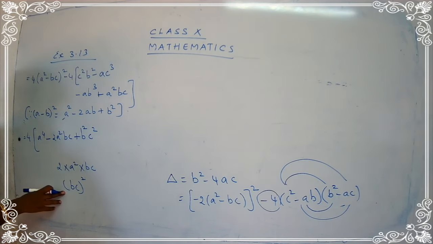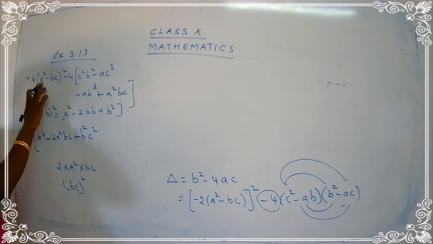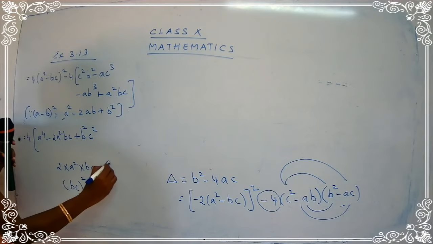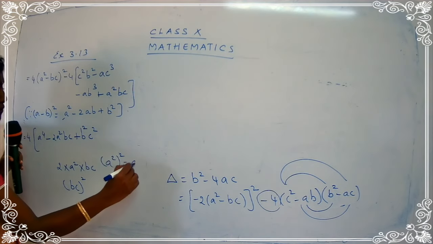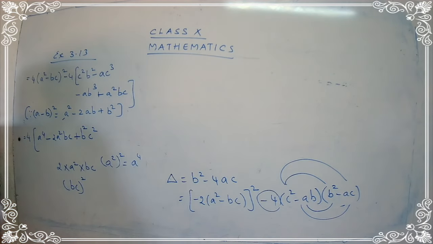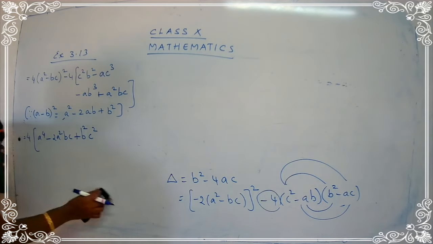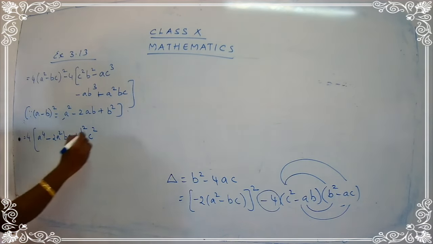I hope you are clear with the multiplication. See, what was here? A square square. So what is A square square? A square square is equal to A raised to 4. 2 2s are 4. Then this is the middle term: 2 into A square into BC. So you get 2 A square BC. And the last one is BC the whole square. So you get B square C square. So we have expanded the first part.